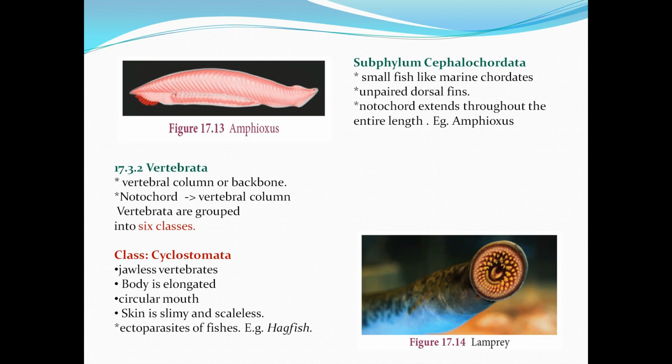The first class is the class Cyclostoma. Cyclo means circle-like. Stoma means mouth. They will have a circular mouth. These are the jawless vertebrates. They will not possess the jaws. The body is elongated with the circular mouth. The skin will be slimy, and they will not possess any scales like the fishes. They are scaleless organisms, and they live as ectoparasites of the fishes. They will attach themselves to the body of the fishes, and they extract the food for them from the body of the fishes. Example, hagfish.